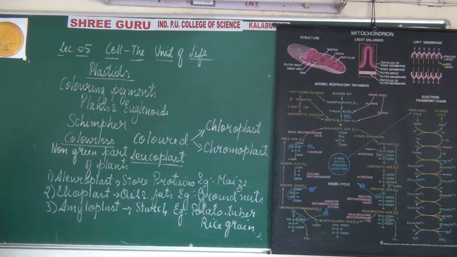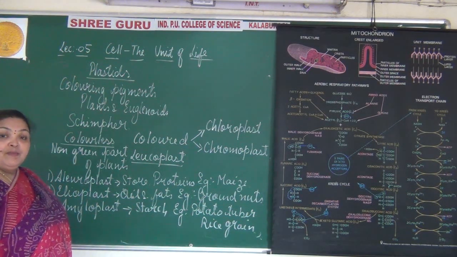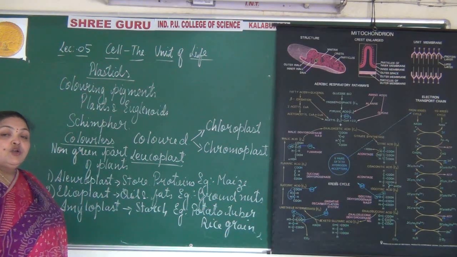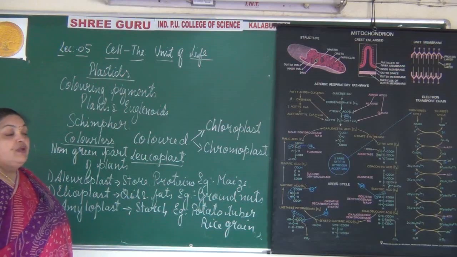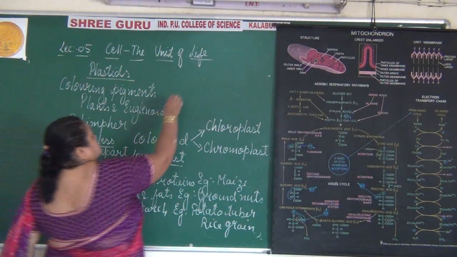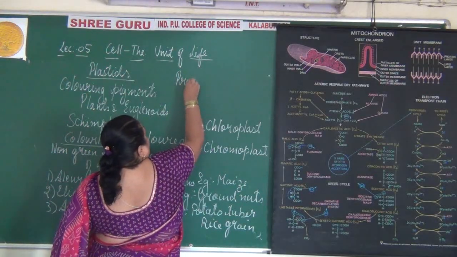So these plastids usually develop from a set of meristematic cells. The meristematic cells group together and develop. The meristematic cells have a set of cells known as protoplastids.